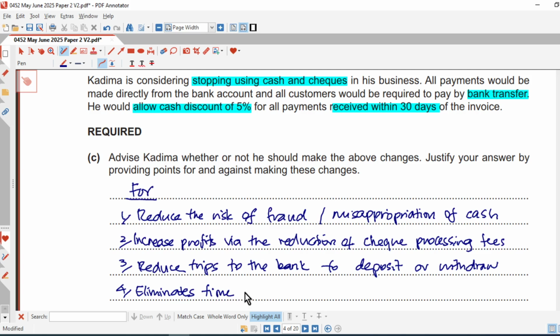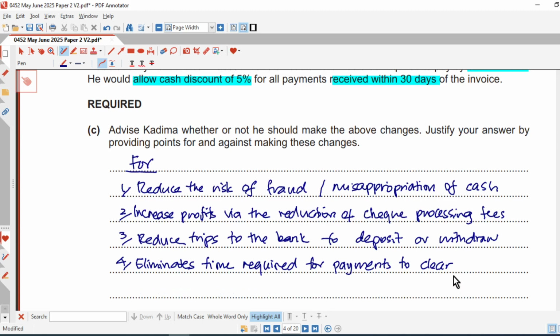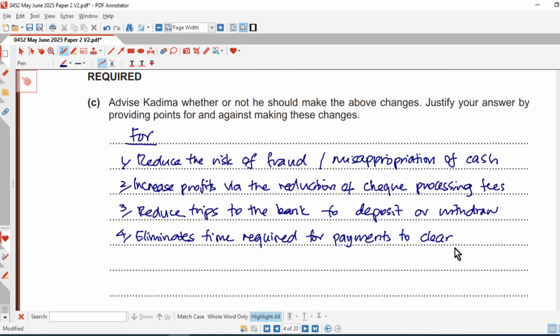So we can eliminate the time required for payments to clear, right? Because once you shift to a bank transfer, payments will come in at real time. So you don't have to wait like 3 working days for the money to clear into your bank account. Everything comes in at real time. So you eliminate the waiting period. Okay, what else can you think of?